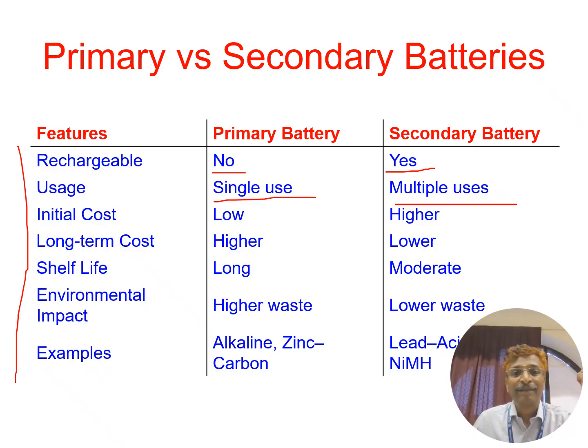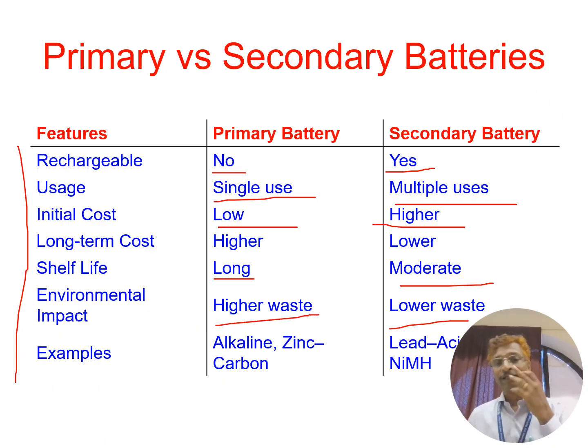Whereas the primary battery is one-time use. The cost is low in a primary battery, whereas in a secondary battery it is high. Shelf lifetime is long here, and moderate there. Environmental impact: here it is higher waste, here it is lower waste.